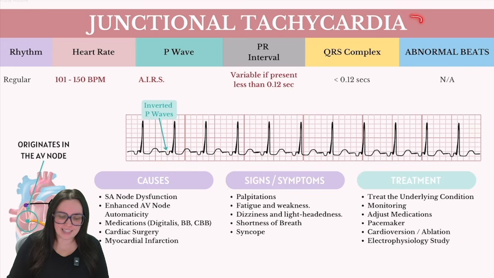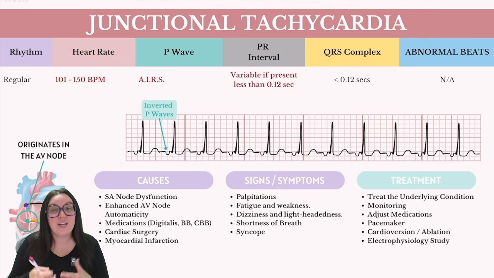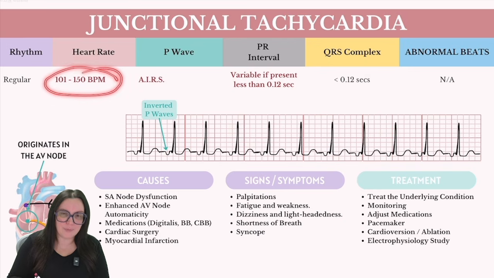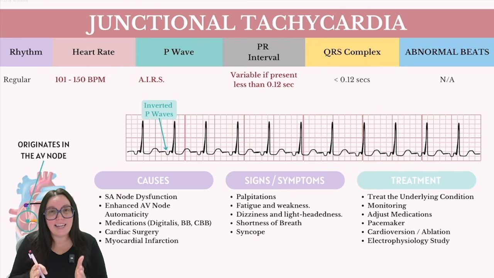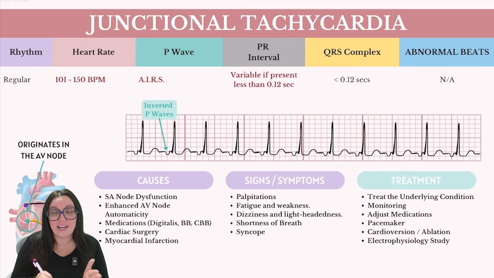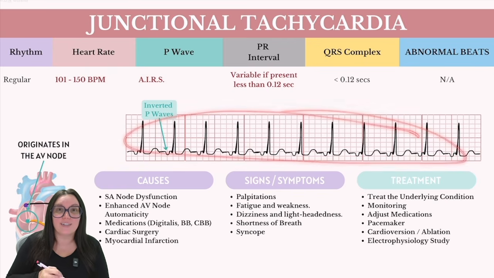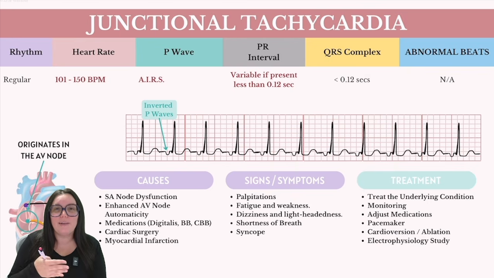And next up, we are going to have junctional tachycardia. Remember, they're going to follow the same criteria. However, the heart rate is going to increase between 101 beats per minute all the way up to 150 beats per minute. Remember, anytime we have a heart rate that's greater than 150 beats per minute with this narrow or normal complex of our QRS, we're going to be looking at a supraventricular tachycardia.